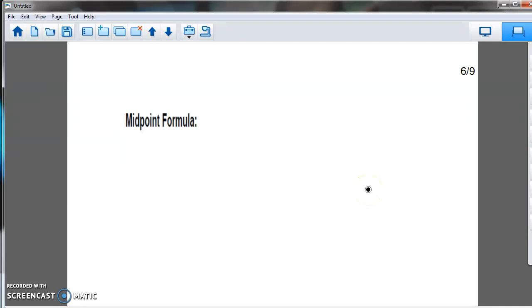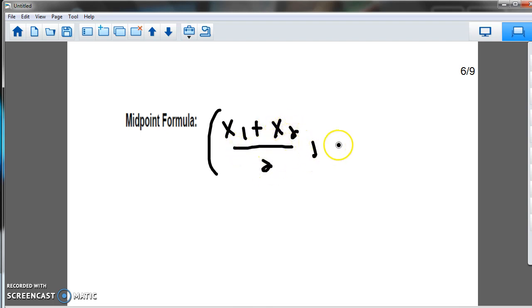So in this video, what I want to show you guys is just how to find the midpoint between 2 points. And your formula for midpoint is x1 plus x2 over 2, and then y1 plus y2 over 2. So it gives us an ordered pair that tells us what the midpoint is.